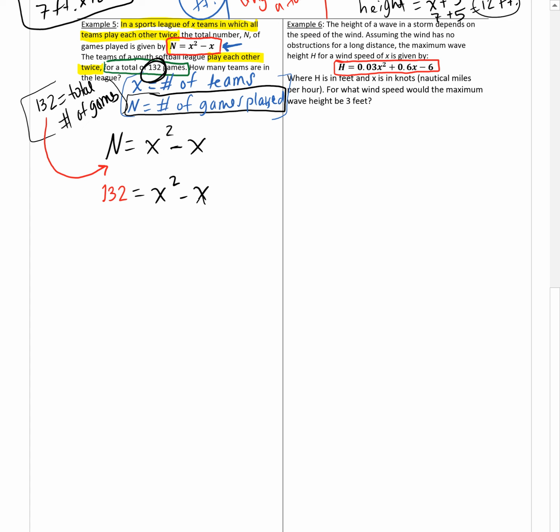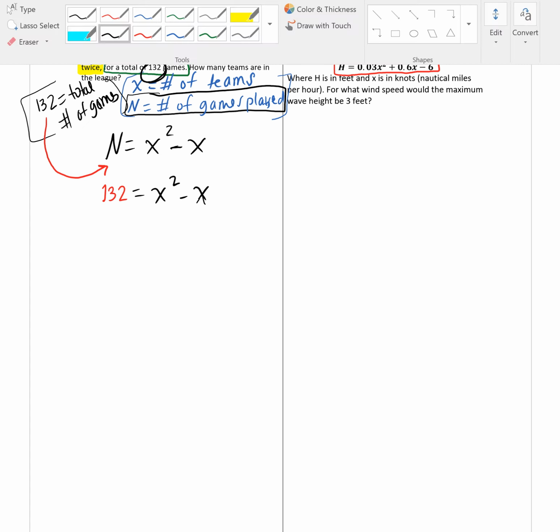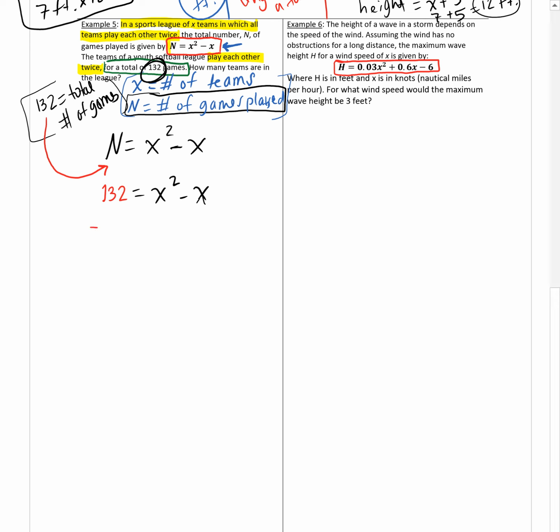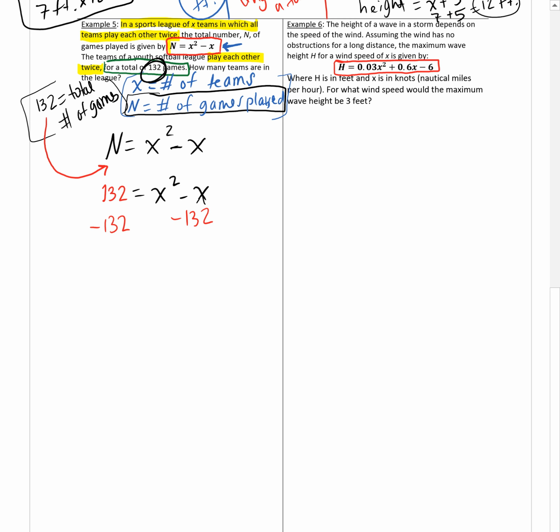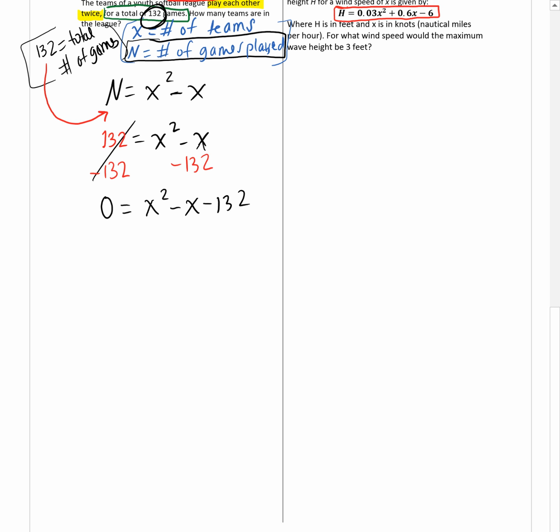Alright, now I think we can solve this. So I notice we have an x squared and an x on one side, a 132 on the other. I need to move everything to one side. I'm going to move the 132 to the right because if I try to move the x squared and the x to the left side, the leading term x squared would become negative, and that's not good. That's going to be harder to factor. But if I move the 132 over, I think that'll work a lot better.